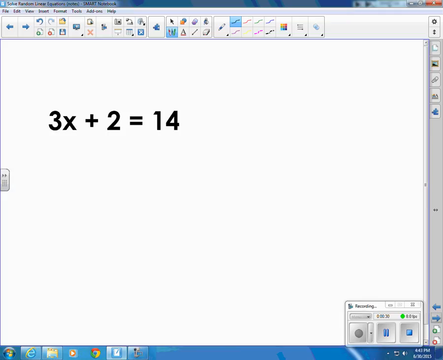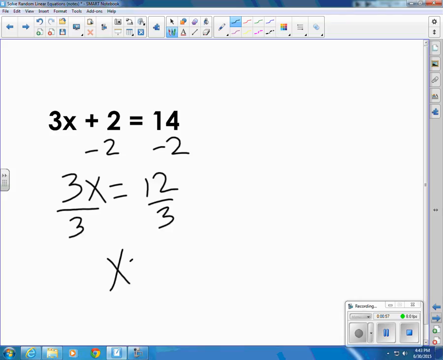Well, the opposite of add 2 is minus 2. Whatever I do on one side, I have to do on the other, so it will still be equal. So 2 minus 2 is 0, so 3x plus 0 is just 3x. 14 minus 2 is 12. Well, if 3 of those things is 12, then I can just divide by 3 and find out that one of those things would have to be 4.